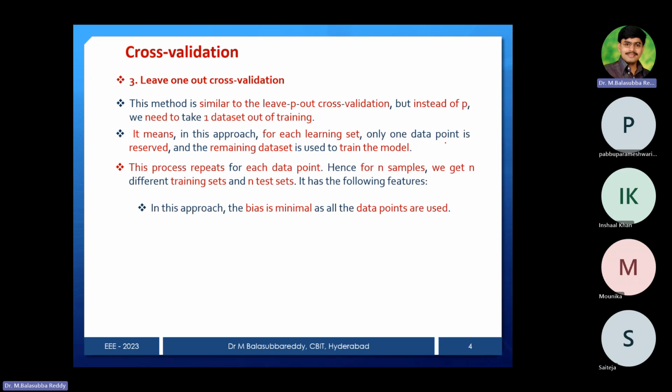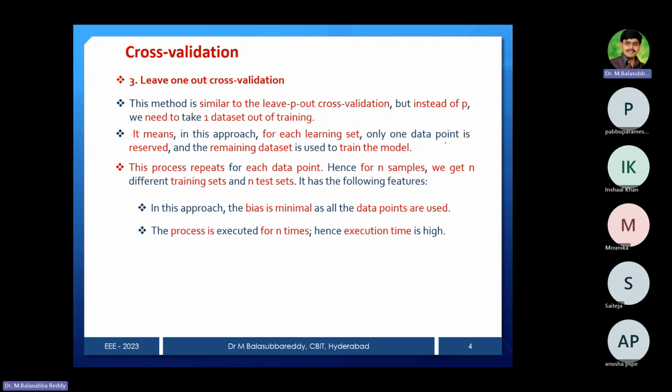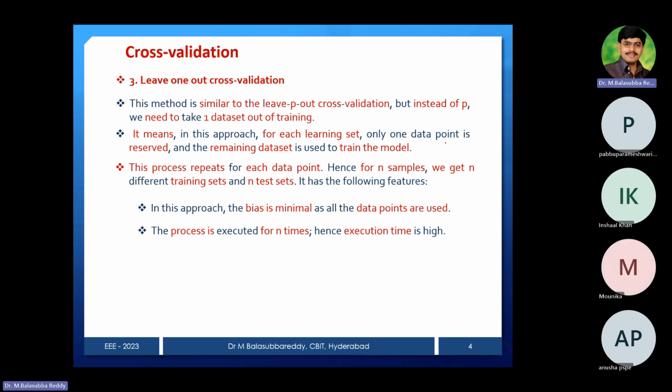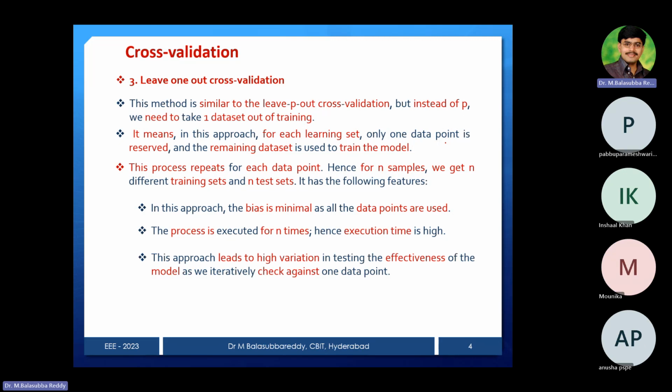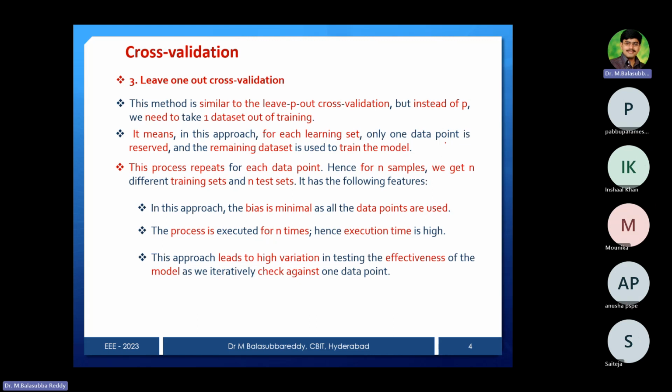In this approach, bias is minimal as all the data points are used. The process is executed n times, and execution time is high, because in each split, we take one portion out for testing and the remaining is used to train. Then the next piece is taken out, and the total remaining is trained. Like that, we are doing it for all the sets of data. You have to take one out and train, and this approach leads to high variance in the effectiveness of the model, as it iteratively checks one data point at a time.